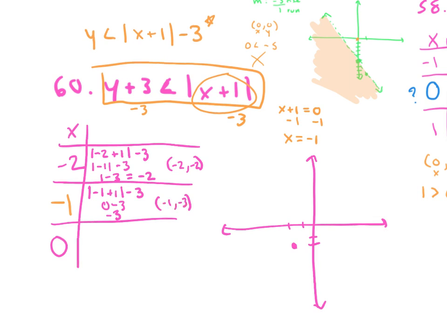Negative 1, negative 3. So we go to the left 1 and go down 3. Put a point there. Next we plug in 0. So we have the absolute value of 0 plus 1 minus 3. 0 plus 1 is 1. And what's 1 minus 3? Negative 2.